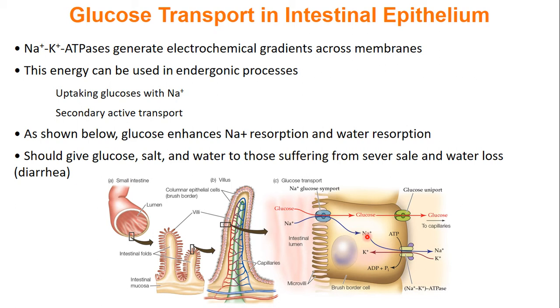So if you have individuals who have severe water loss and drought, like diarrhea, for example, the way to help them get better is not to give them straight water, but to give them glucose, salt, and water. Because of this pump, you're going to actually take water along with you, and you will absorb water a lot better than if you just had sugar and salt.